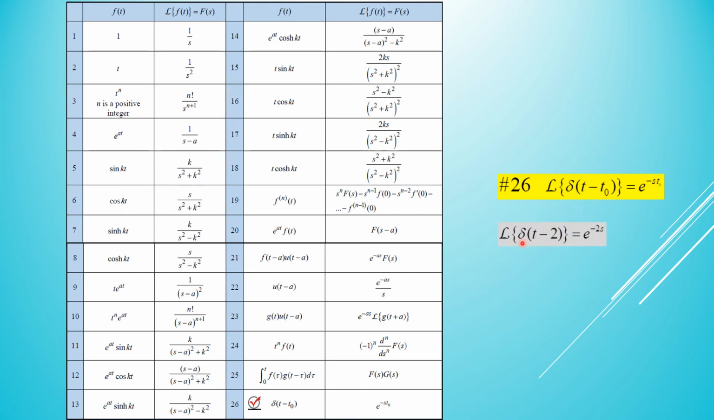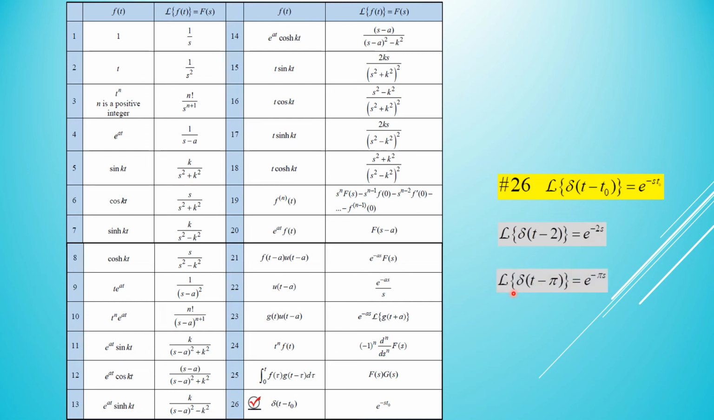What is the Laplace transform of delta t minus 2? Okay, so delta t minus 2 represents a forcing function that acts about the point t equals 2. So to get the Laplace transform, you simply have to replace t0 by 2 in formula number 26. So the Laplace transform of delta t minus 2 is equal to e to the power of negative s multiplied by 2, which is the same as e to the power of negative 2s.